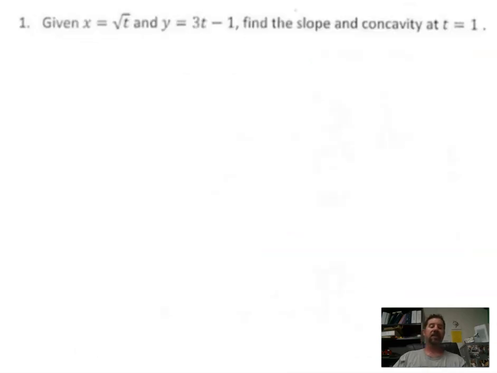Once you know them, though, the stuff is actually not too bad, and it's just a lot of plug-in equations. So here's our first example. Given x equals the square root of t and y equals 3t minus 1, we want to find the slope and concavity at t equals 1.